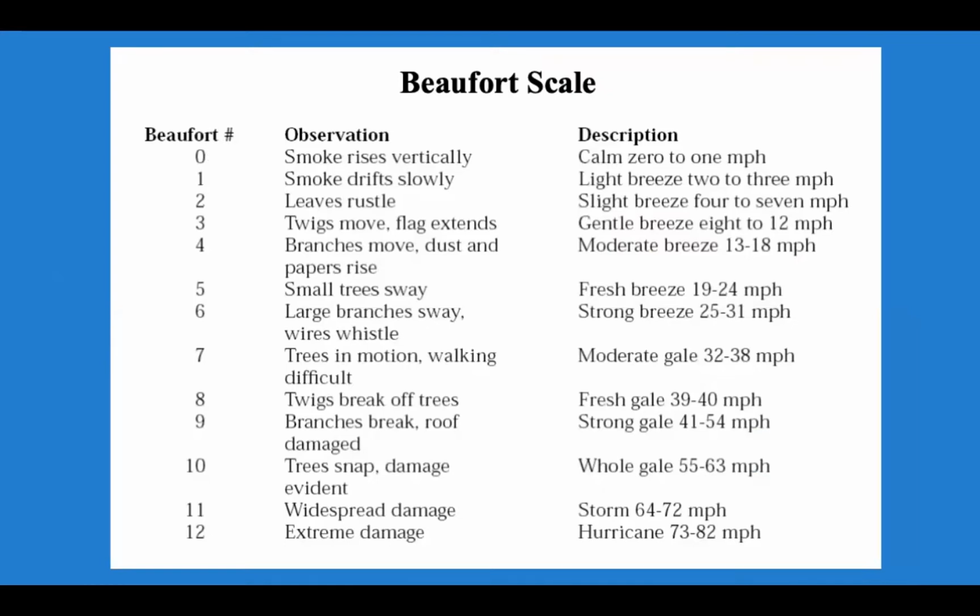The air is not blowing. There's 0 miles per hour movement. It's very calm. Then towards the middle, like a level 6, if you looked at the trees, large branches would be swaying, like that palm tree where we saw all the fronds on one side. You would see a lot of movement in the air. And that would be a strong breeze from like 25 to 31 miles per hour.